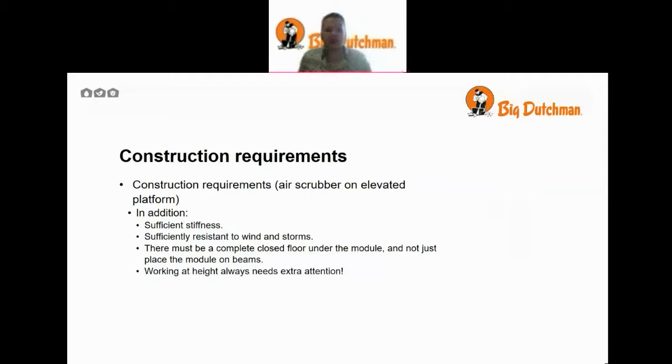When you place an air scrubber on an elevated platform, just keep in mind that the construction you use is sufficiently stiff and resistant to wind and storms. Also, the platform you will use has to have a closed floor underneath the module and not just beams or other constructions. And also keep in mind that working at height always needs extra attention because of safety.